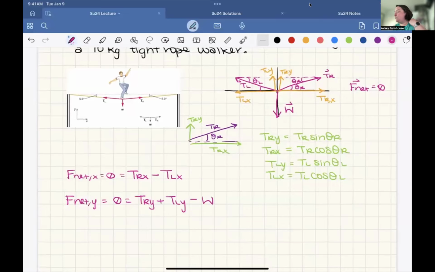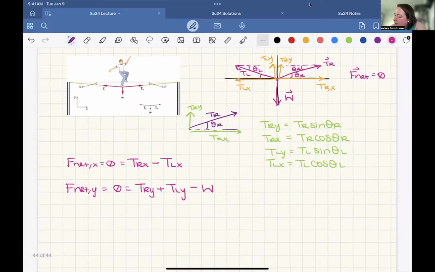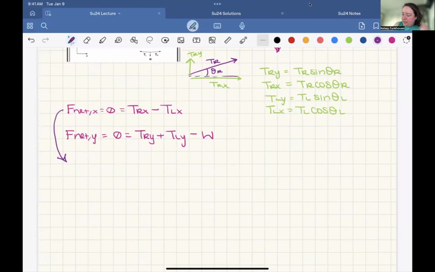So this time, though, we're not just stopping there. We're going to solve for the tension. So we have these two equations. Let's start with solving this X one and seeing what information we can get. We have 0 equals, and then I'm going to plug in our equations for T_RX and T_LX. So we end up with T_R cosine theta_R, and then minus T_L cosine theta_L. And then we can add the left one to the other side. And so we end up with T_L cosine theta_L equals T_R cosine theta_R.